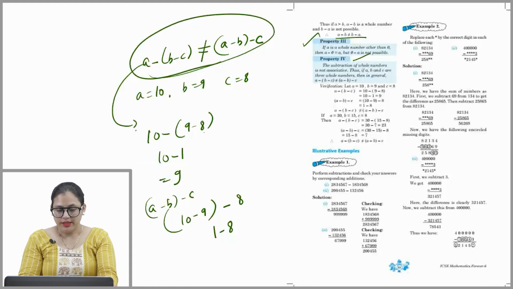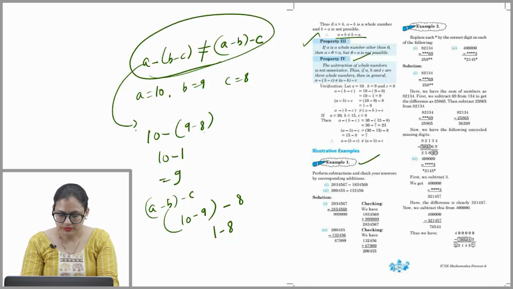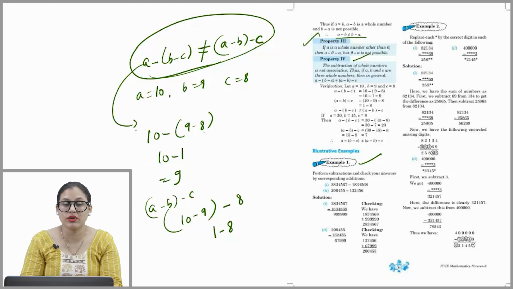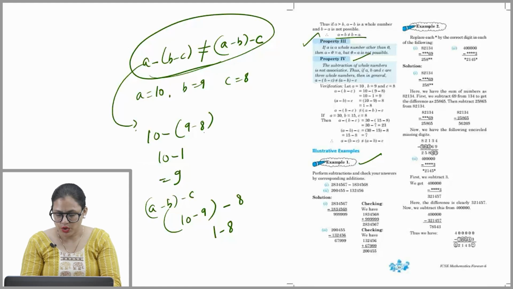Now, example 1. Perform subtraction and check your answer by corresponding additions. Okay, first you will subtract and then you will check your answer. How are you going to check this? You will add these two numbers, and then after adding you will get this number.